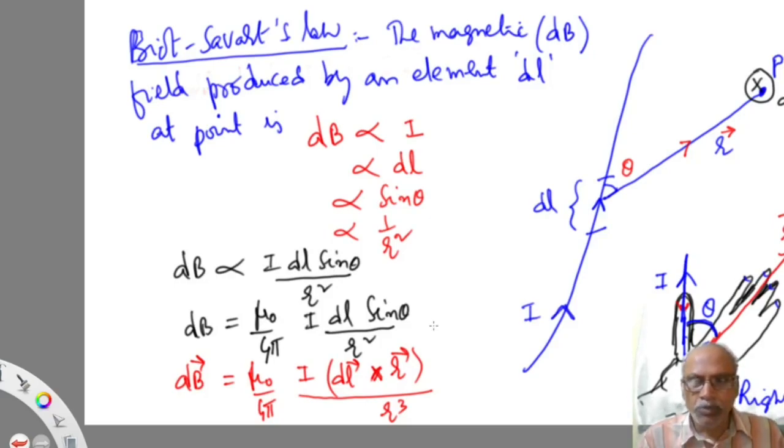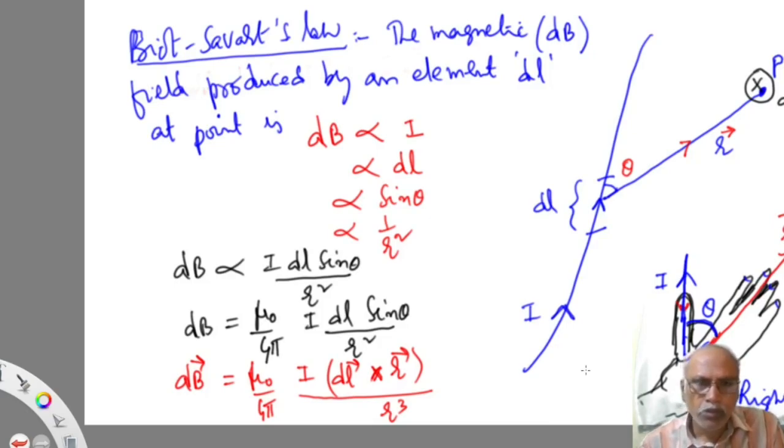And the direction of B bar. Here the direction of magnetic field is perpendicular to the plane containing dl bar and r bar. This you can decide by using the right hand palm rule. You have to keep the thumb in the direction of current and the fingers in the direction of r bar. Then if you fold the fingers at that place, the direction in which the fingers fold is the direction of magnetic field.